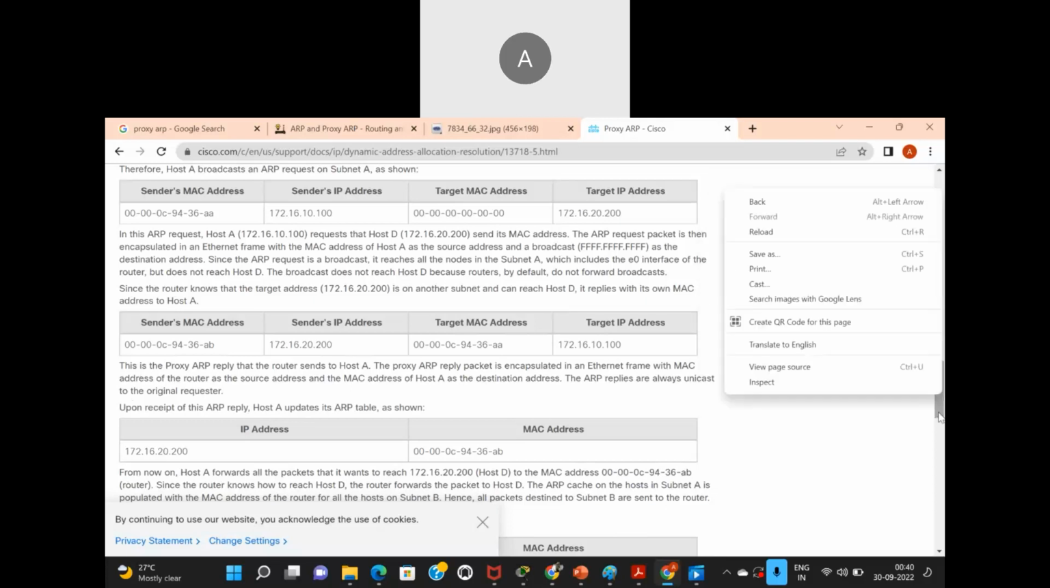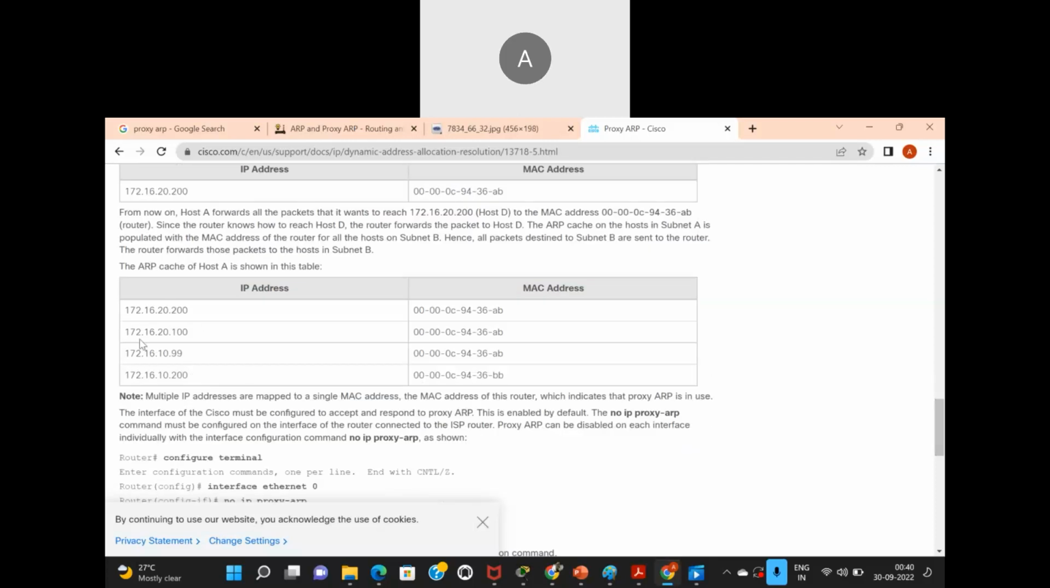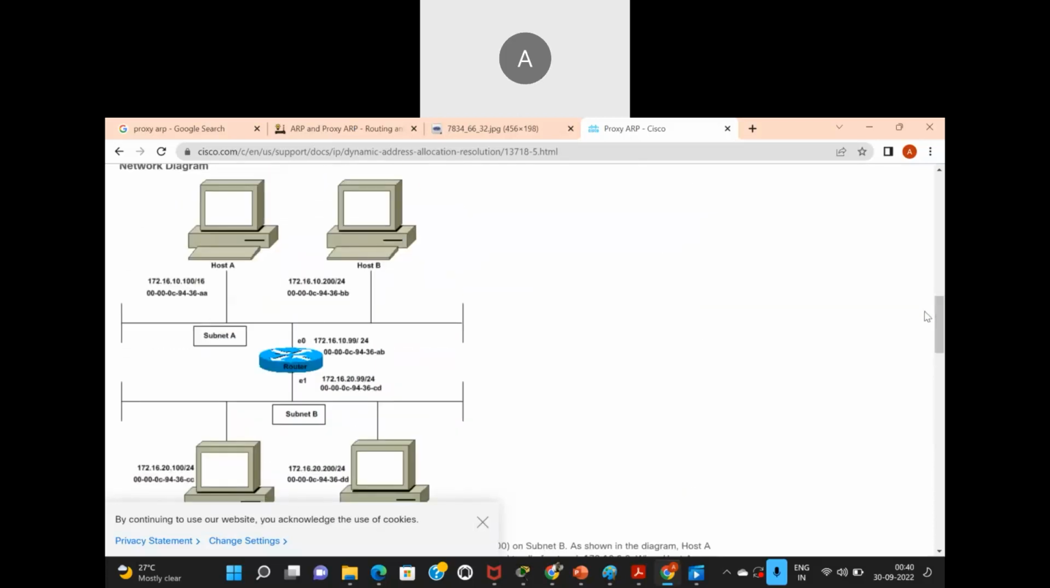From now on, host A forwards all packets that it wants to reach D to the MAC address of the router. Since the router knows how to reach host D, the router forwards the packet to host D. The ARP cache on the host in subnet A is populated with the MAC address of the router for all the hosts of subnet B. Hence, all packets destined to subnet B are sent to the router, and this is the MAC cache. So every IP address on subnet B has the same MAC address of the router's this interface.